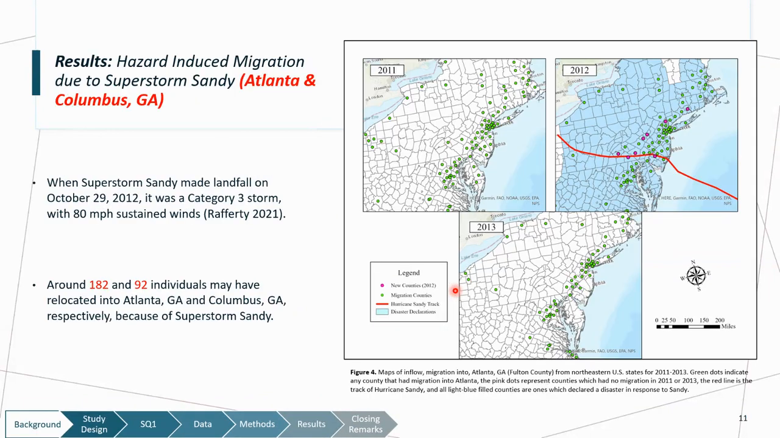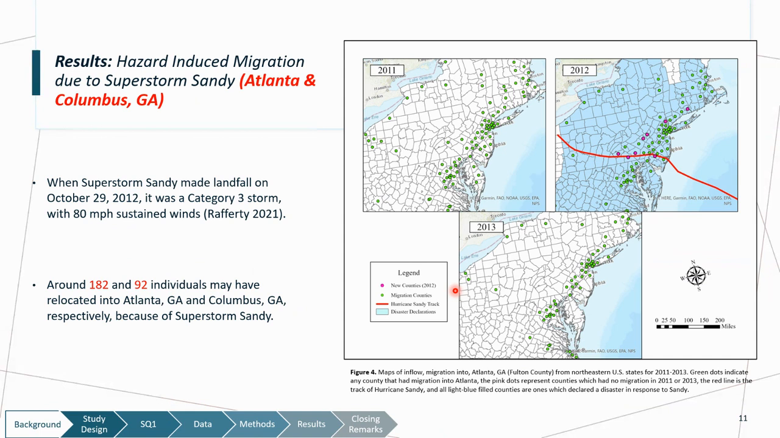Next one is Superstorm Sandy. That was 2012. And again, in 2011, you can see those are people moving into Atlanta. I couldn't show Atlanta because it was really south. But those green dots are from where people moved into Atlanta in 2011. Now let's look at 2012. I forgot to say the red line is the pathway of Superstorm Sandy. I had it for Katrina too. The blue area is where the disaster declarations were done.